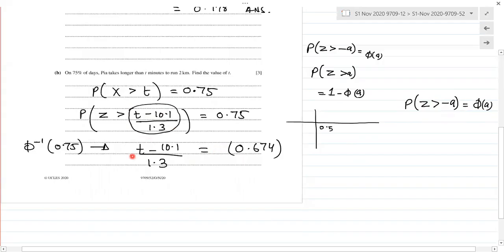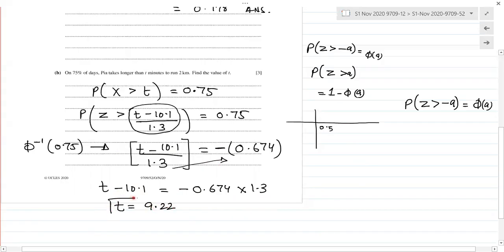Since this whole thing is negative, I can have a negative sign over here, or just to make it easy, I'll put the negative sign over here instead. That's just going to make the calculation easier. So that's t minus 10.1 being multiplied by minus 0.674, and minus 0.674 multiplied by 1.3. You cross multiply, take this over there, and work out the value for t. If you solve this for t, you'll get 9.22. That gives you the answer, the value for t.